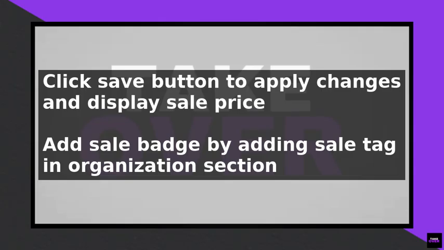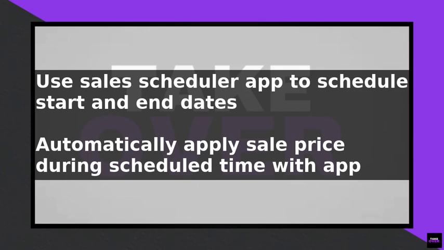You can also use this tag to create a sale collection and display all the products that are on sale in one place. It is also a good idea to set a schedule for the sale by using the Sales Scheduler app. This app allows you to schedule the start and end dates of the sale and automatically applies the sale price to the product during the scheduled time.